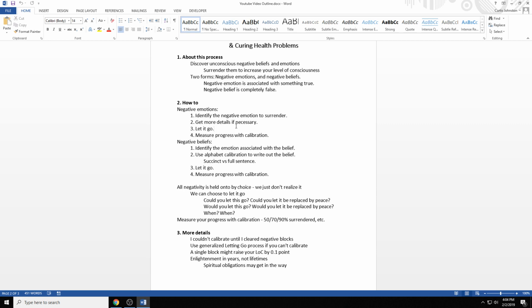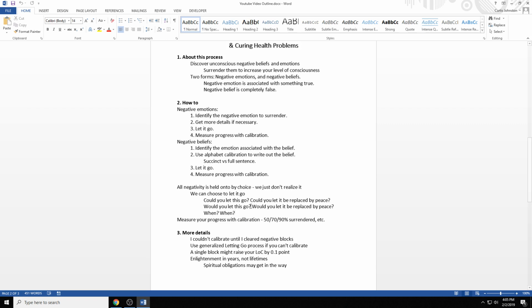where we will use whatever letting go process works for you. And I like to use these 3 questions, which I believe are from the Sedona Method. Could I let this go? Or could you let this go? Would you let this go? When? And then I also sometimes add to it, could I let this negative emotion be replaced by peace and love? Would I let it be replaced by peace and love? When?